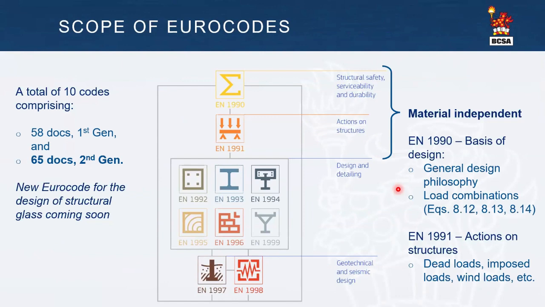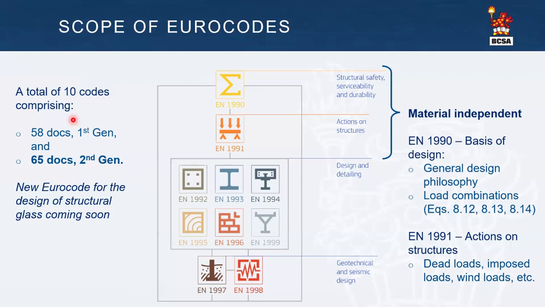These next slides explain the structure of the various Eurocodes. At the moment, we have 10 codes, which will soon become 11. As part of the mandate, there will be the development of a new Eurocode for the design of structural glass. Each of these standards is further subdivided into a number of parts. The first generation comprised in total 58 documents, and this number has now increased to 65 in the second generation.